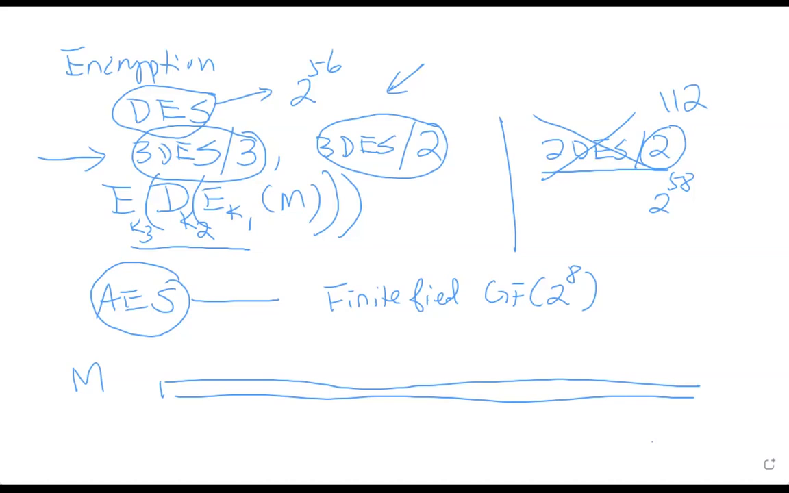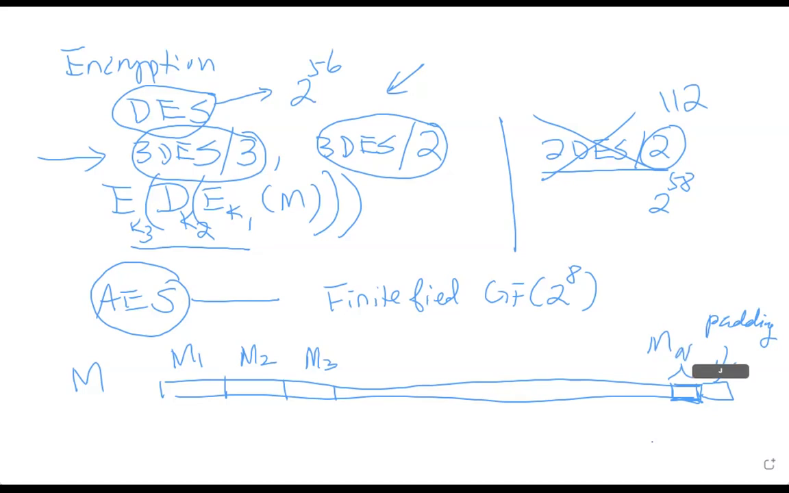Then the way to do it, of course, is to divide this M into blocks. And at the end, if it's not long enough to make one block, you have to add some padding, using white space characters for instance, to make it a block.